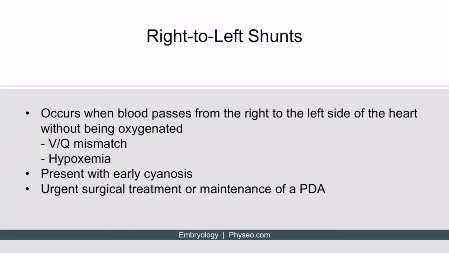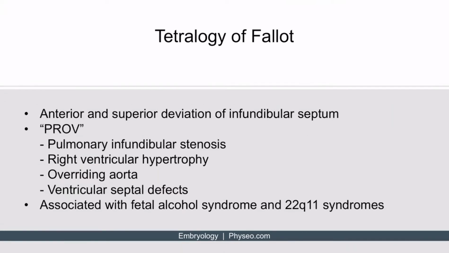Right to left shunts occur when blood passes from the right side of the heart to the left side of the heart without being oxygenated. This leads to ventilation-perfusion ratio mismatch, or VQ mismatch, as well as hypoxemia due to the smaller amount of oxygen entering the blood. This type of shunt presents with early cyanosis because deoxygenated blood is entering the systemic circulation, so the tissues are not adequately oxygenated. These conditions are immediately life-threatening and should urgently be treated with either surgery or maintenance of a patent ductus arteriosus, or PDA. All right, let's begin by discussing tetralogy of Fallot.